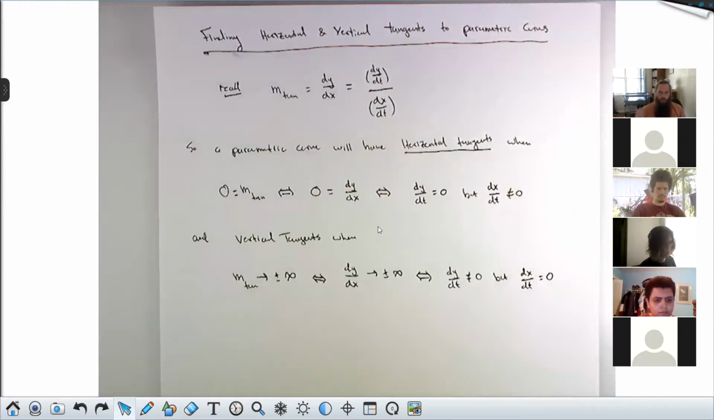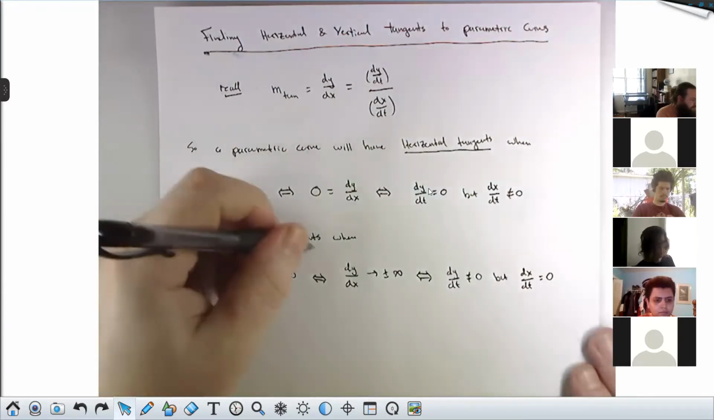Right, so just like in Calc 1, to find locations of horizontal tangents, you need to know where the regular dy dx derivative is equal to 0. You're going to be finding t values when you do this. And to get the point, you're going to need to find the point on the curve associated with that t value. That's easy. You just plug that t value back into the parametric equations.